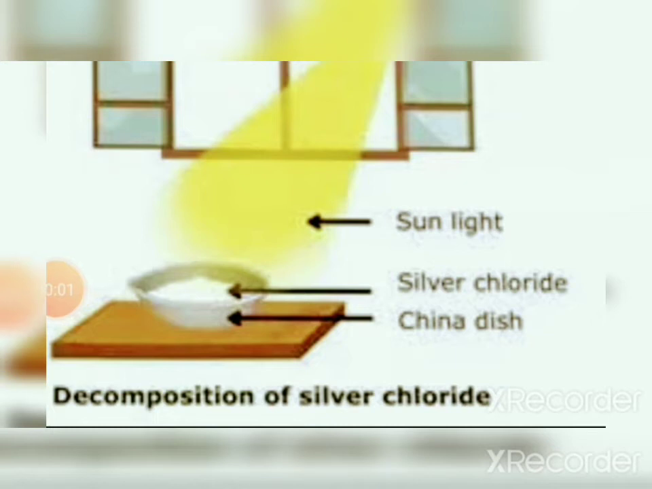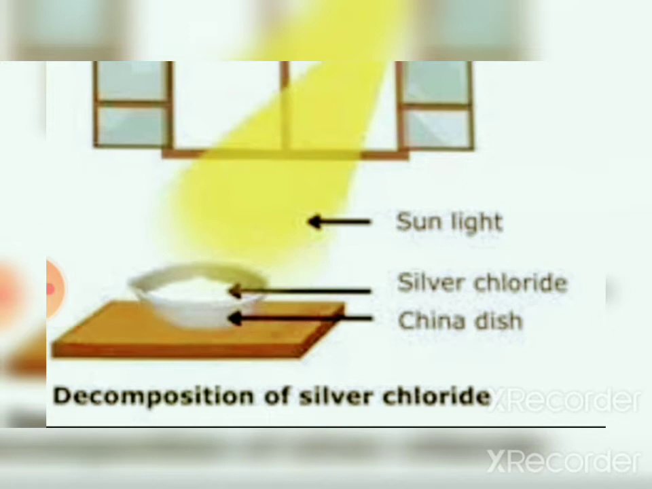Let us consider the decomposition of silver chloride, which is carried out with the help of light energy. Such a decomposition reaction, which is carried out with the help of light energy, is known as photolytic decomposition. We can say that white silver chloride taken in a china dish when exposed to sunlight turns grey. This is because silver chloride undergoes photolytic decomposition.